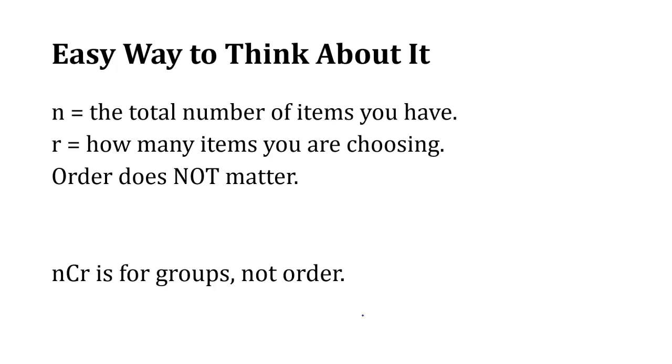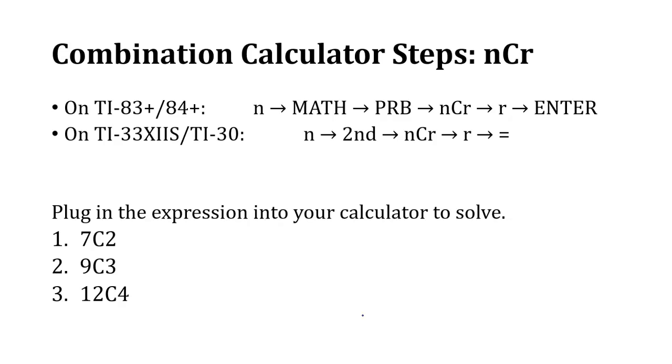So, an easy way to think about it: the n is the total number of items. So cards, 52 cards in a deck, that's our total number. Or like the last example, a 10-person committee. How many items are we choosing? Well, we're choosing 3 people, or 5 cards for our hand. Order does not matter. nCr is for groups, not order.